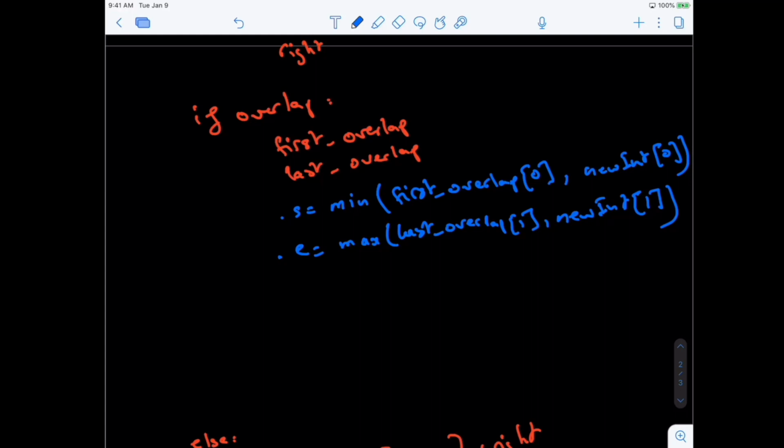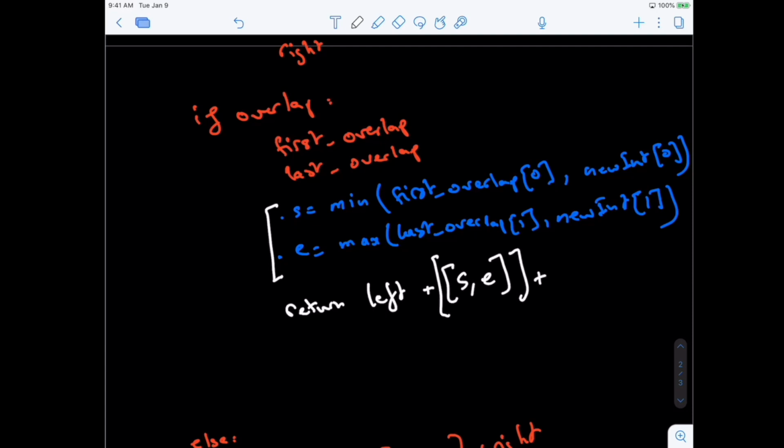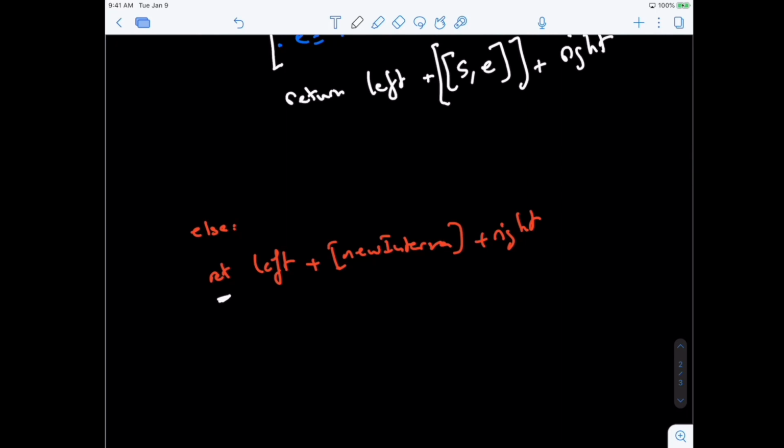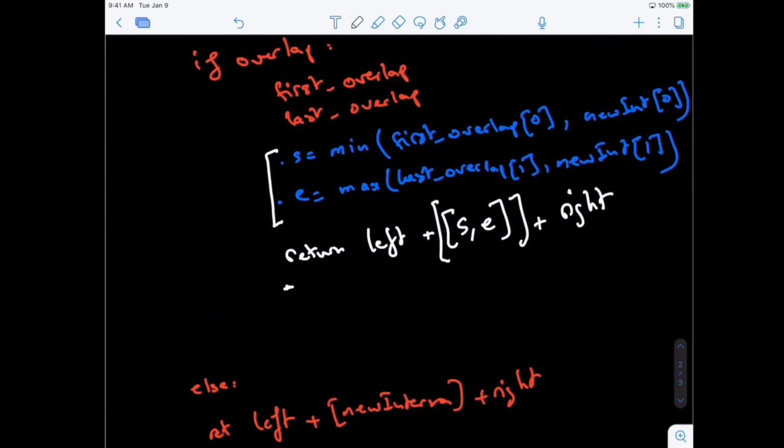And so how do we do it? Well, we can just return the left, because we know it's those that are smaller than the new interval and don't overlap with it, plus the merged interval. We need it as a list so we can add it, and then the right, which we know is bigger, right? So for non-overlap, we return this. For overlap, we return this.